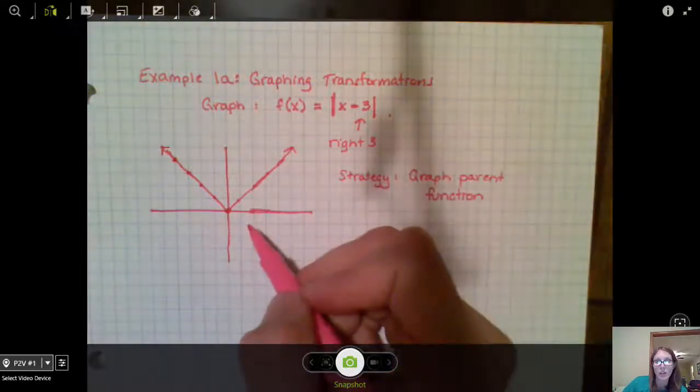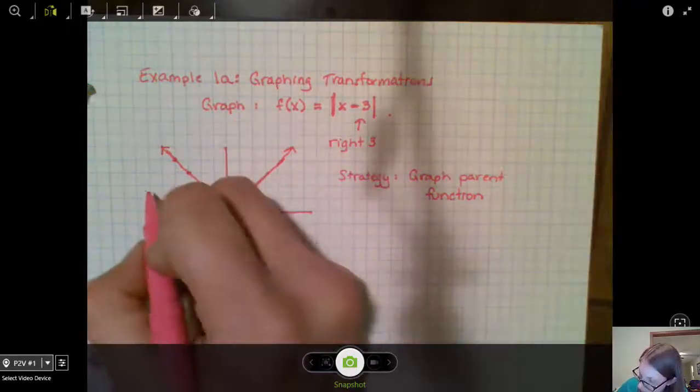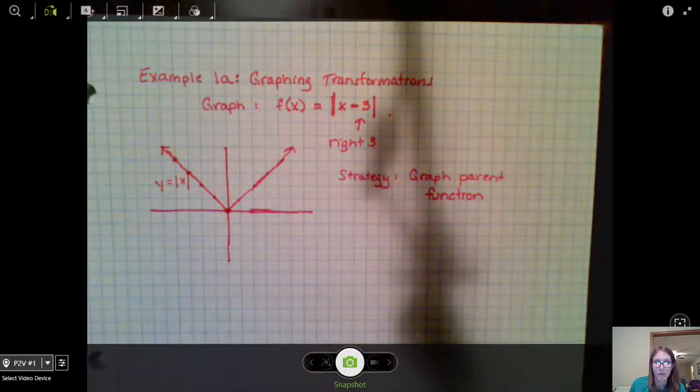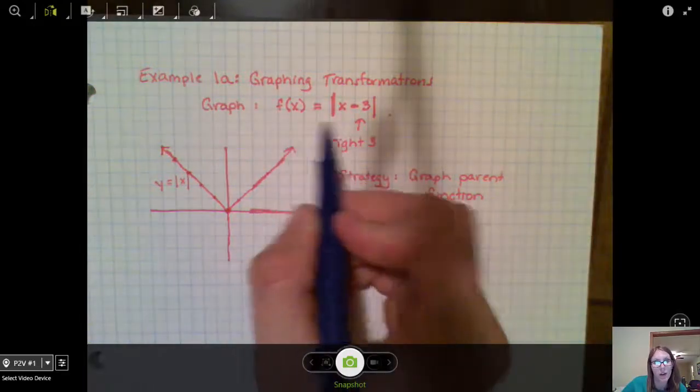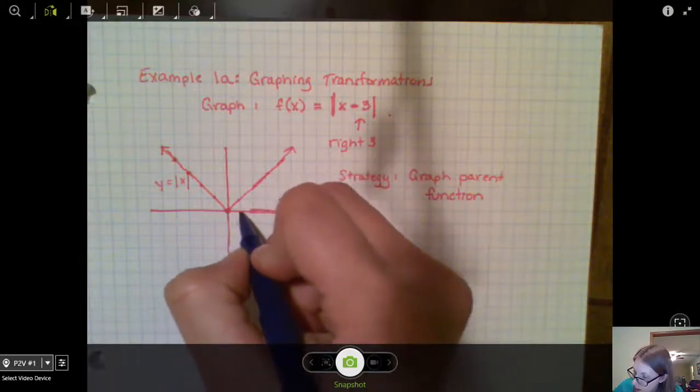All right, so again, first strategy, we graph our parent function, and then we'll graph our transformed function. I like to use a different color if I'm using this strategy. So you can see that this was our original. And if we take each of those points and move it right 3, that's going to give us our f of x equals the absolute value of x minus 3. So take each point, translate right 3.